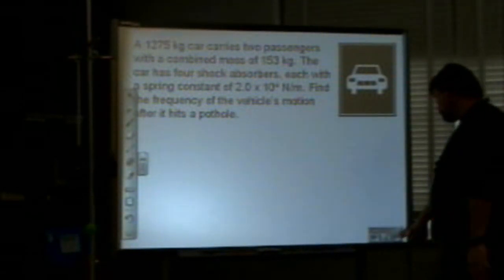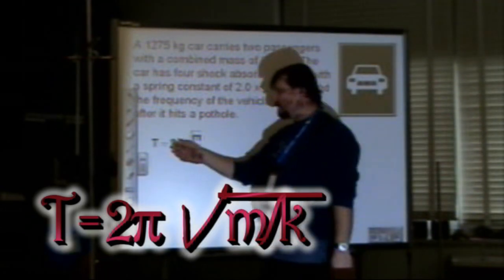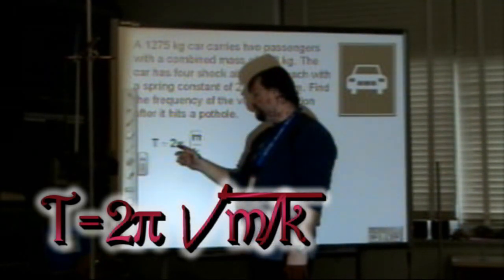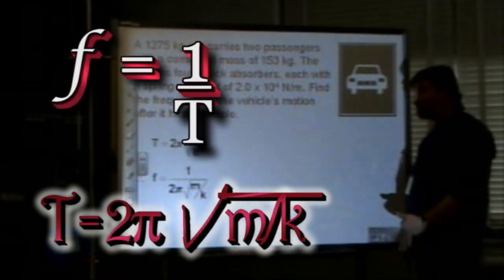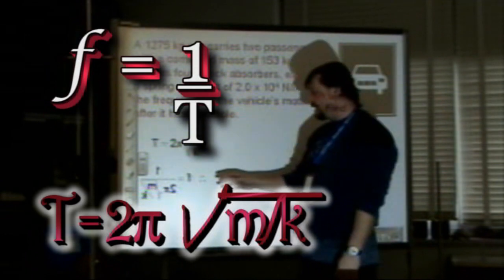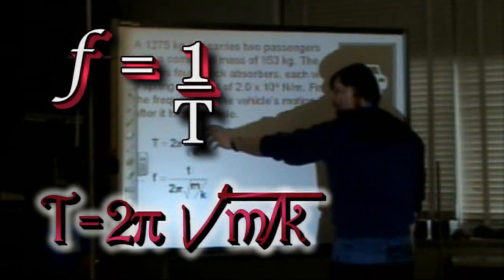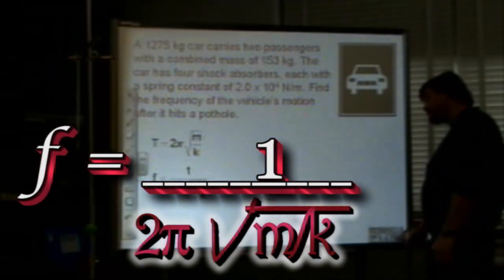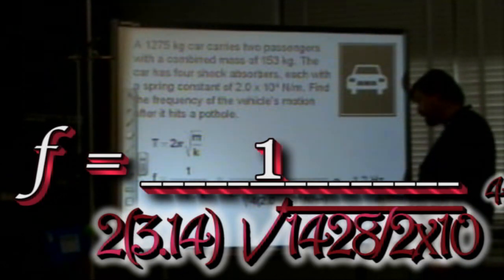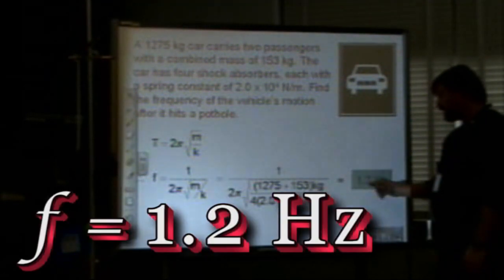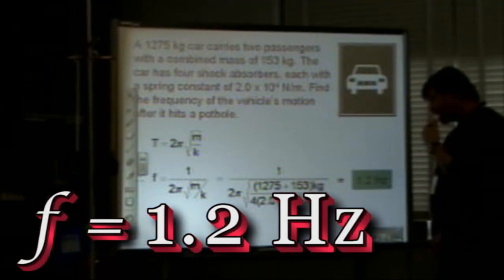masses is. So we put together our equation to find the time period. We have 2 pi times the square root of mass over spring constant, but we also know that our frequency is equal to the inverse of the time period, or 1 over the time period. So we have all of this placed in there. We put in our numbers, and we determine that the answer is 1.2 hertz, or oscillations per second.